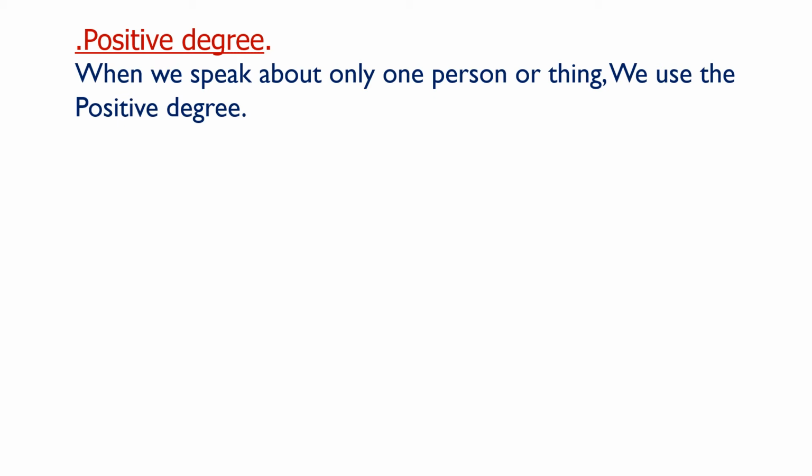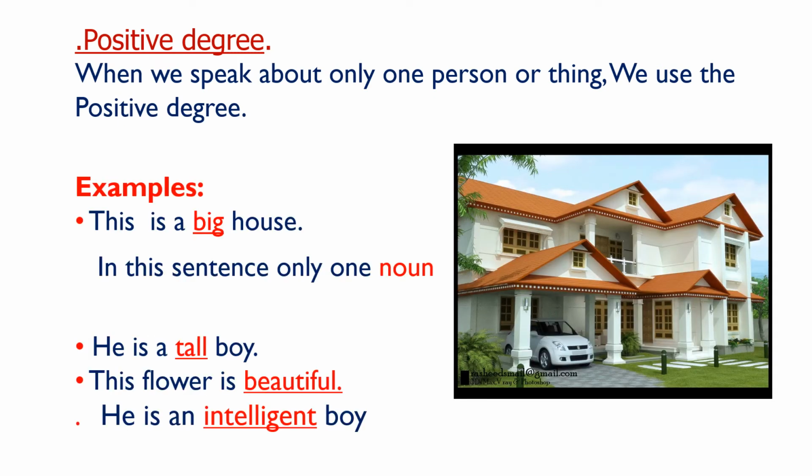When we speak about only one person or thing, we use the positive degree. For example, this is a big house. In this sentence, there is no comparison. There is only one noun. There is no comparison. It is only a statement.